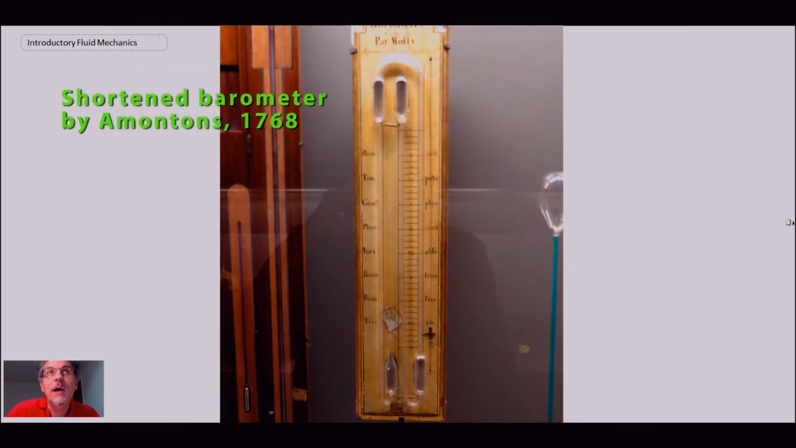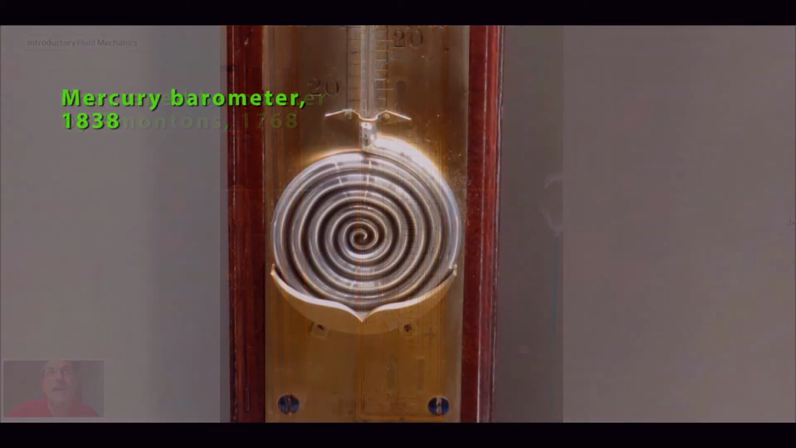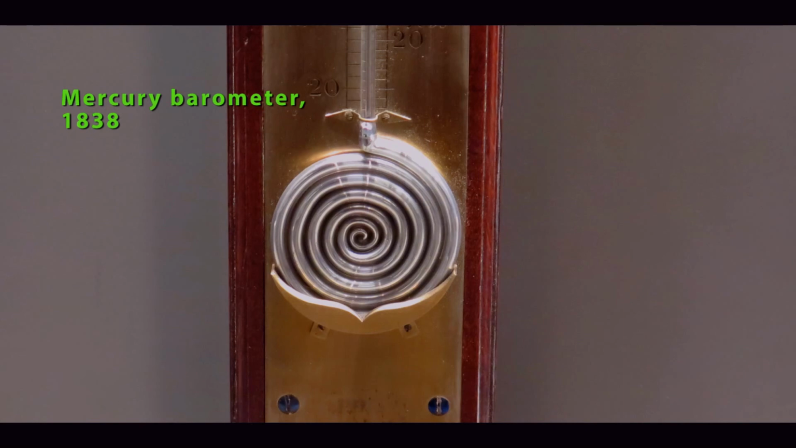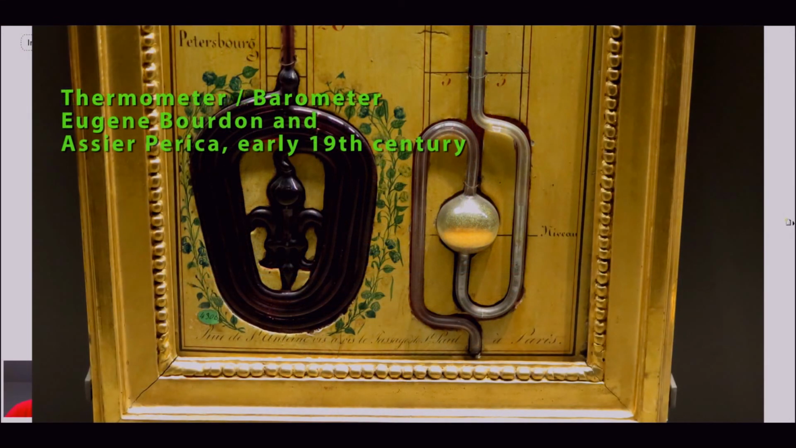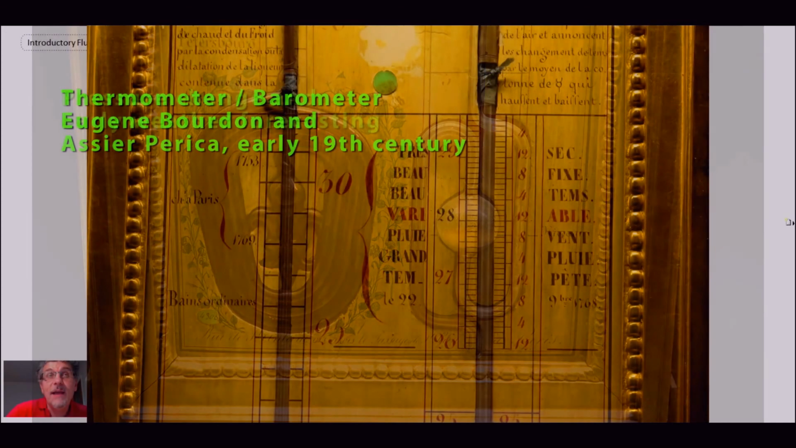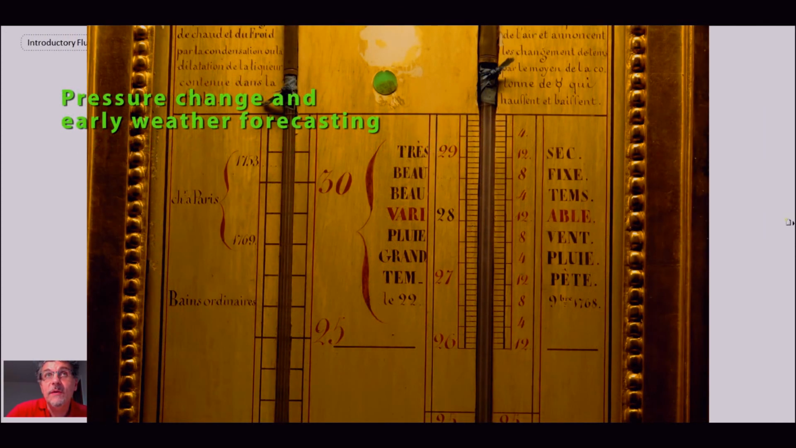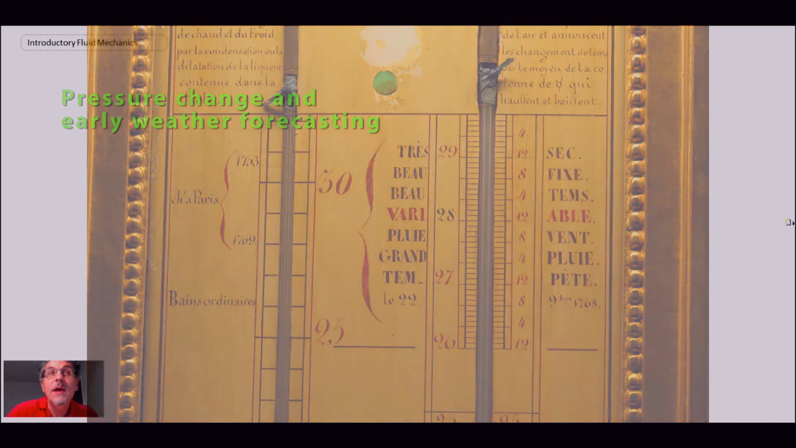This is a compact or shortened barometer that was developed in 1768. This is a spiral barometer from 1838. This is an alcohol thermometer. Remember, temperature is another measurement that we always want to make. And this is a combination by Bordeu and Perica that had both temperature and pressure, and with that they could forecast weather. So those are some early barometers that were developed between 1750 and 1850.